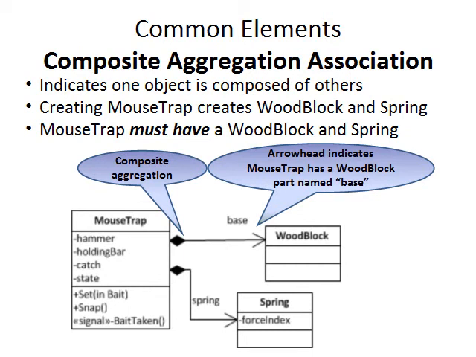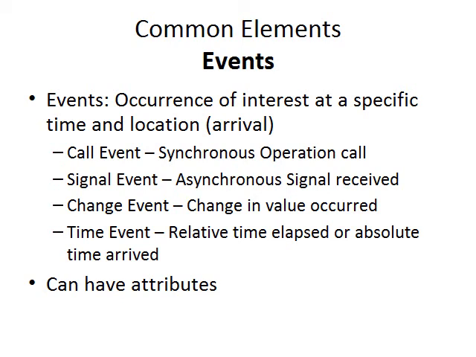Composite aggregation association, basically the same thing as the previous one, but in this case, a woodblock would be created when a mousetrap is created, and a spring would also be created at the same time the mousetrap is created. Maybe the constructor creates it at that time. Maybe a constructor requires you to pass in the woodblock and spring in order to create a mousetrap. It is all a matter of interpretation. So again, the mousetrap must have a woodblock and spring. And again, the arrowhead shows who owns what. In this case, the mousetrap owning the base and the spring.